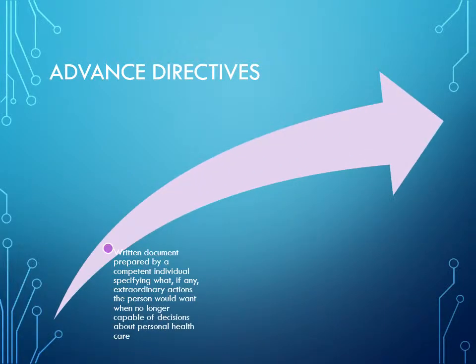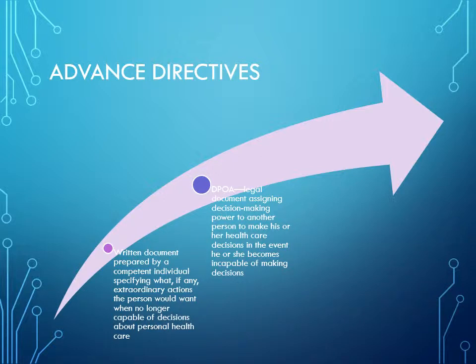The definition of an advanced directive is a written document prepared by a competent individual specifying what, if any, extraordinary actions the person would want when they no longer are capable of making decisions about their personal health care. There are two types. One type is DPOA, Durable Power of Attorney. This is a legal document assigning decision-making power to another person to make his or her healthcare decisions in the event that they are unable to make decisions or verbalize their decisions.